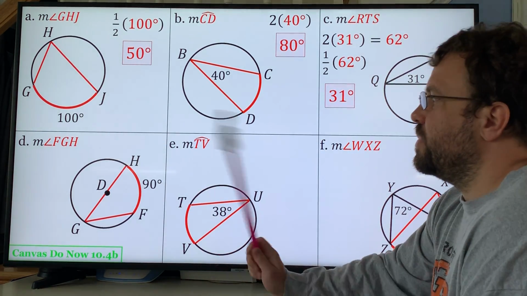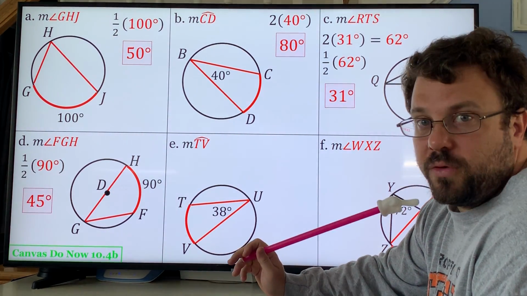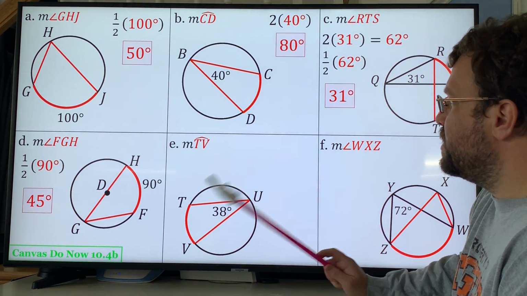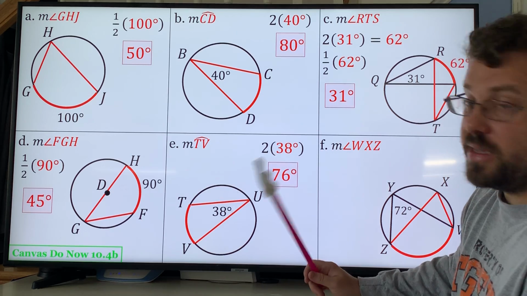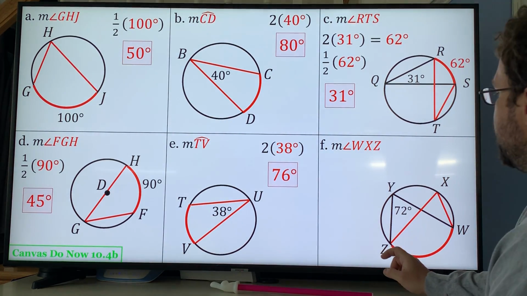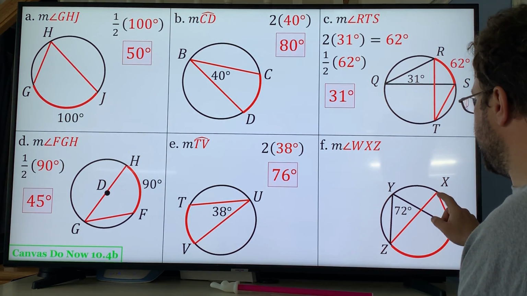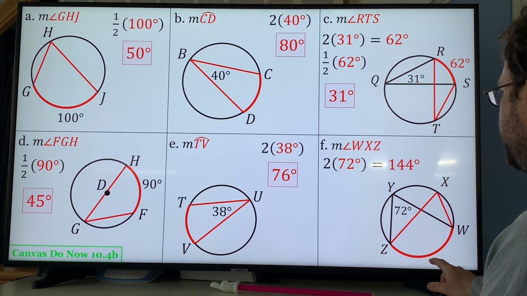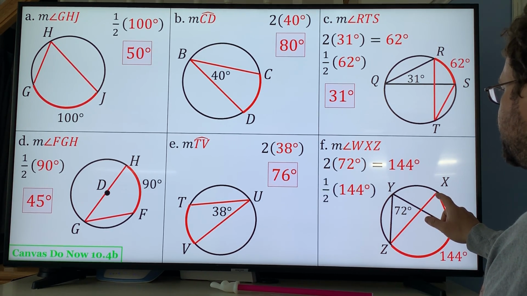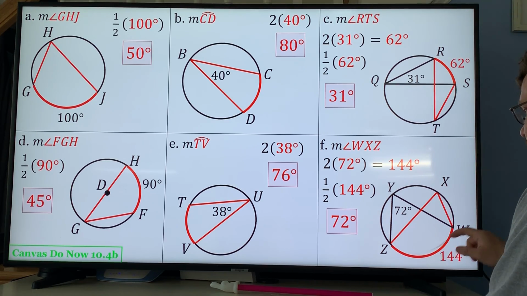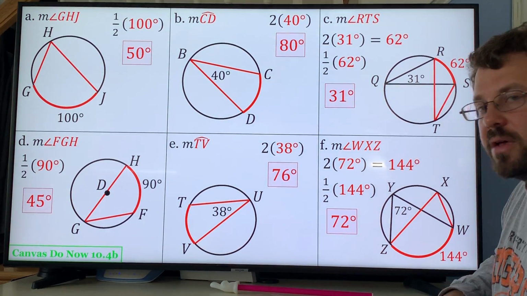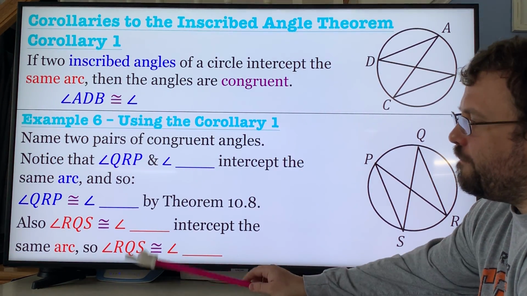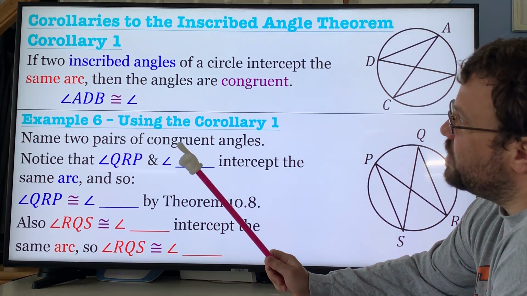Half of 90, 45. 2 times 38 is indeed 76. WXZ. Well, if this is 72, this is 144. Half of 144 is also 72. They share the same arc, share the same angle. Got it? Easy as pie. All right, we got a couple more slides to do, and then we'll be done.